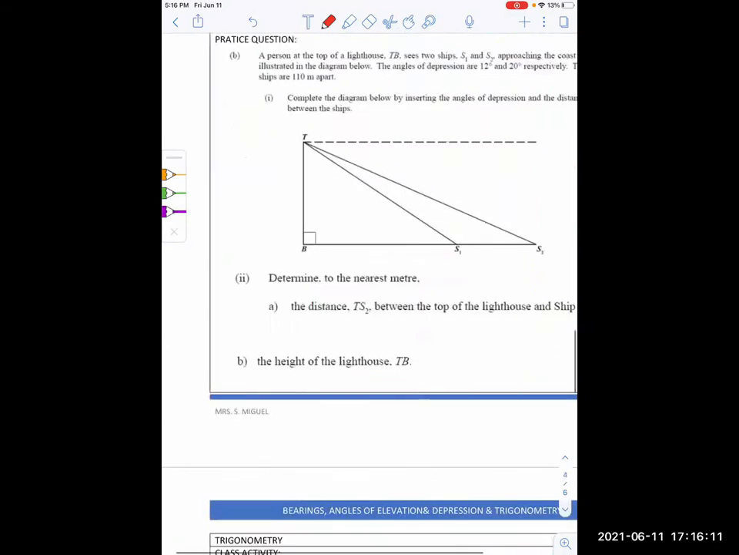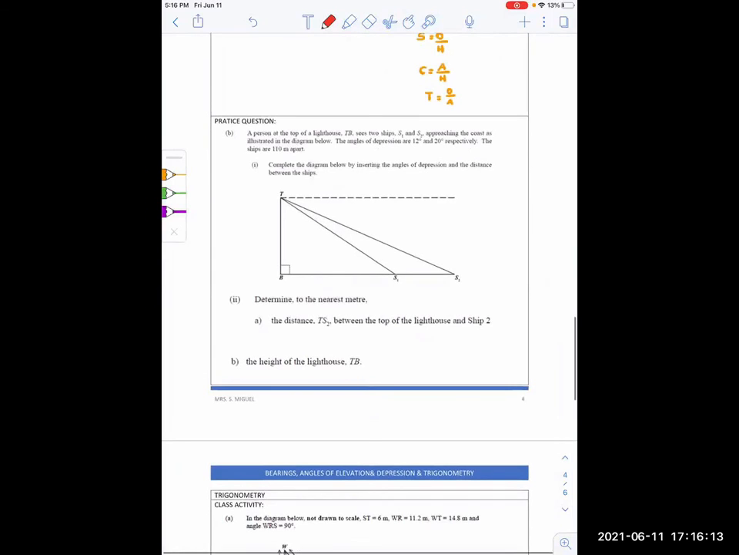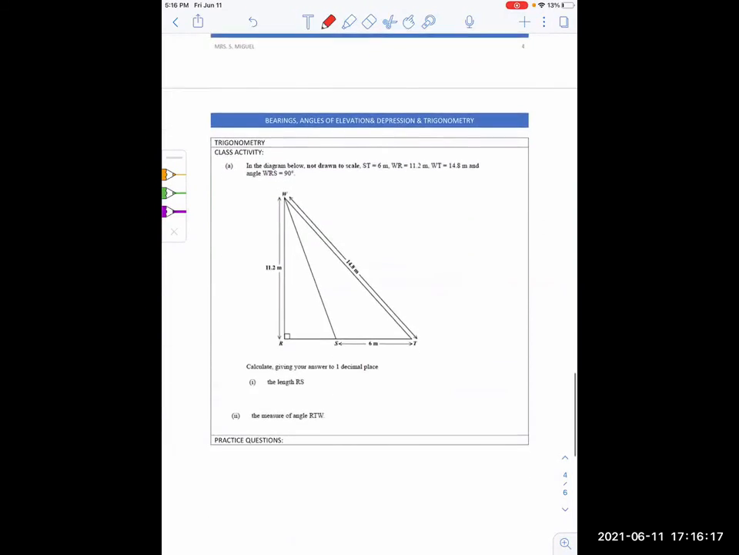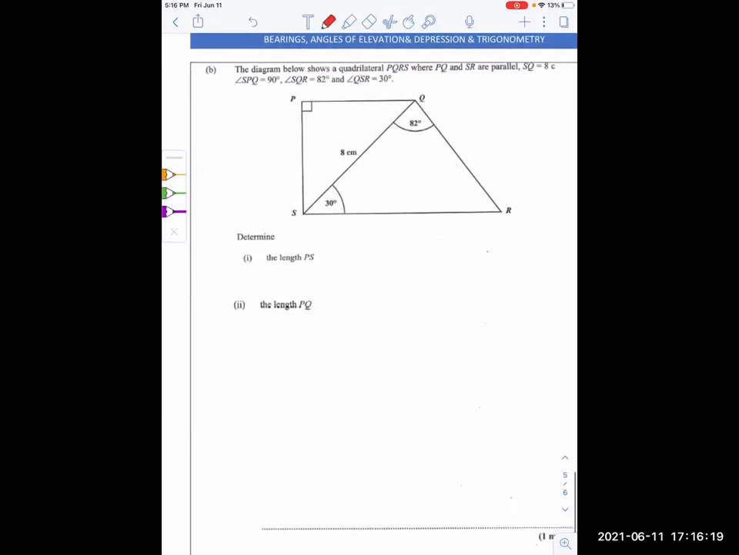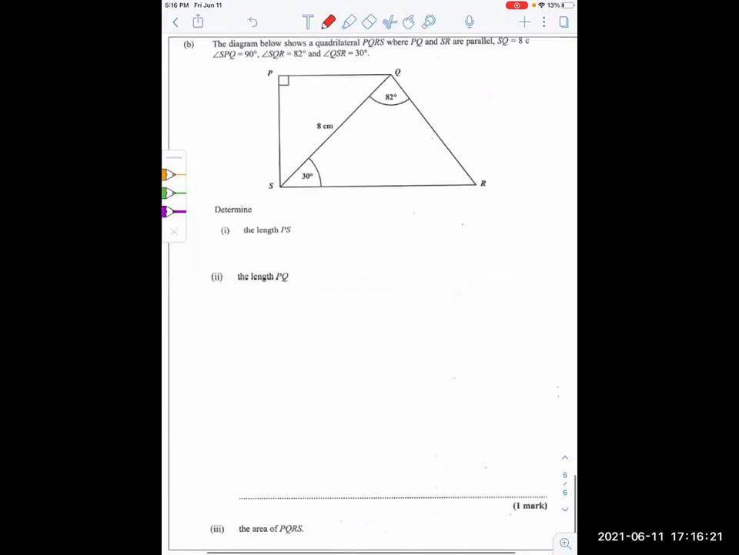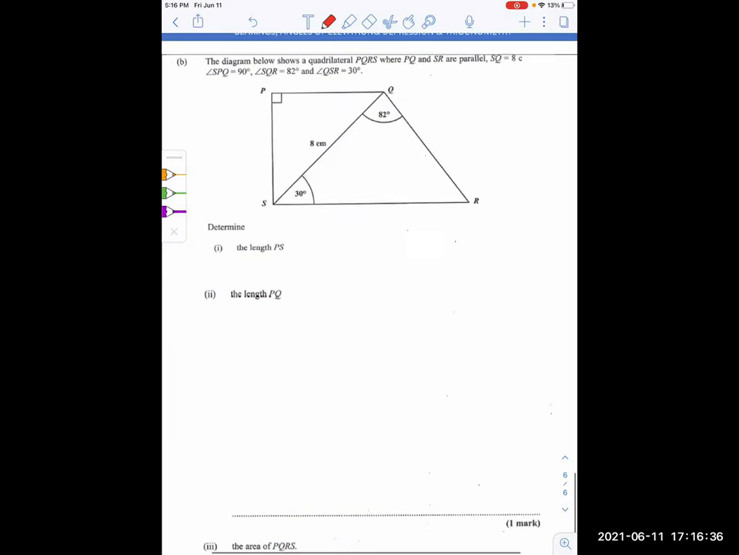All right, let's go. So this is a question that you all will try, angle of elevation and depression. This one I feel was taken from a 2021 paper. The diagram below shows a quadrilateral. A quadrilateral is a figure with 4 sides. PQ and SR are parallel. So Jason, you see, they say PQ and SR are parallel.